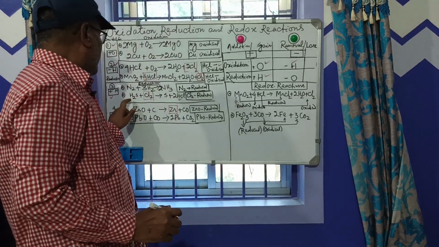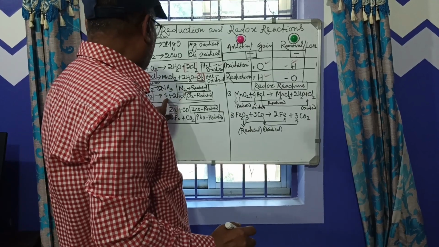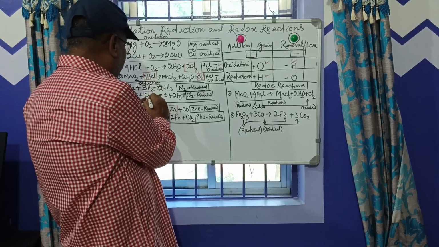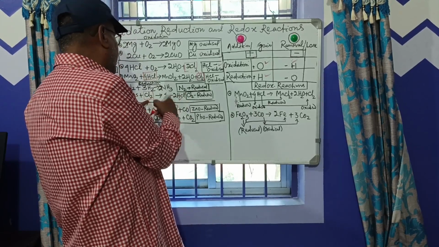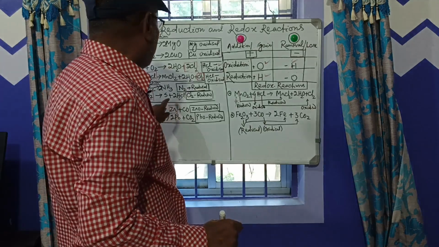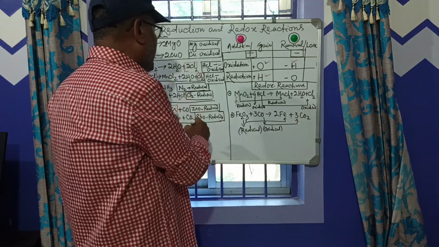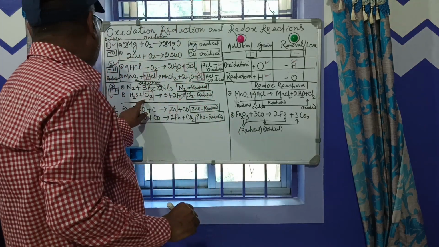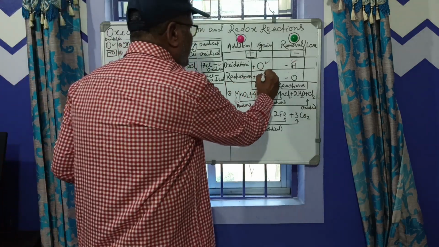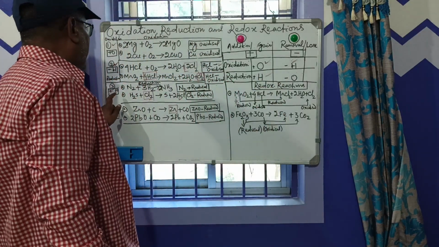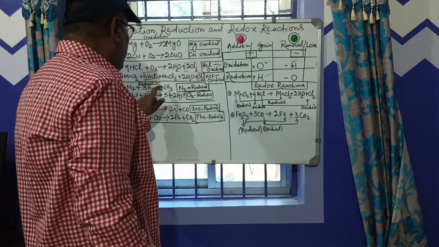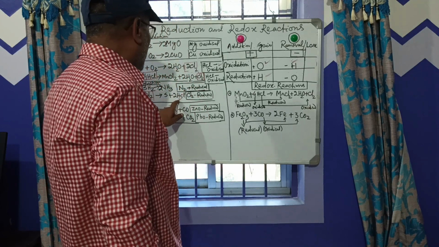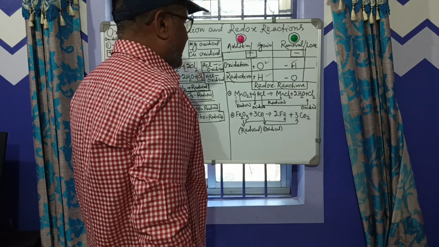Come to the next example: hydrogen sulfide plus chlorine gives sulfur plus hydrochloric acid, HCl. Now you see hydrogen is added to chlorine to form HCl. So chlorine is reduced to hydrochloric acid. This is a very good example of addition of hydrogen. So, two examples: nitrogen is reduced to ammonia and chlorine is reduced to hydrochloric acid, HCl.